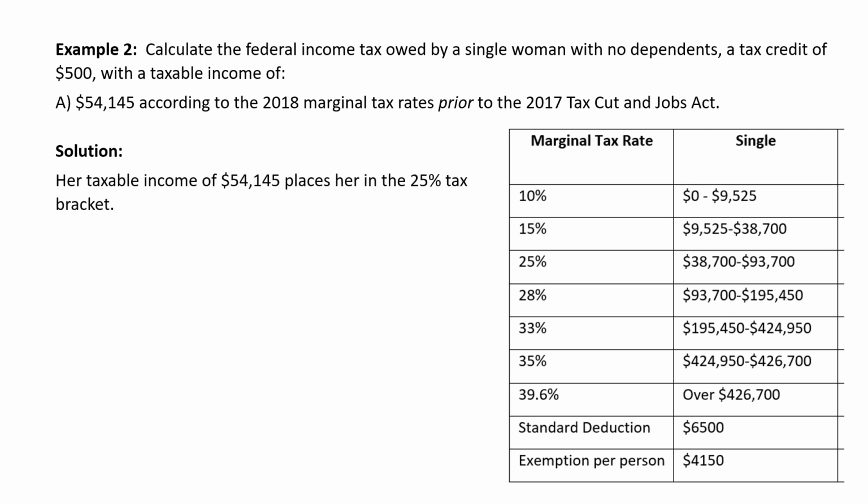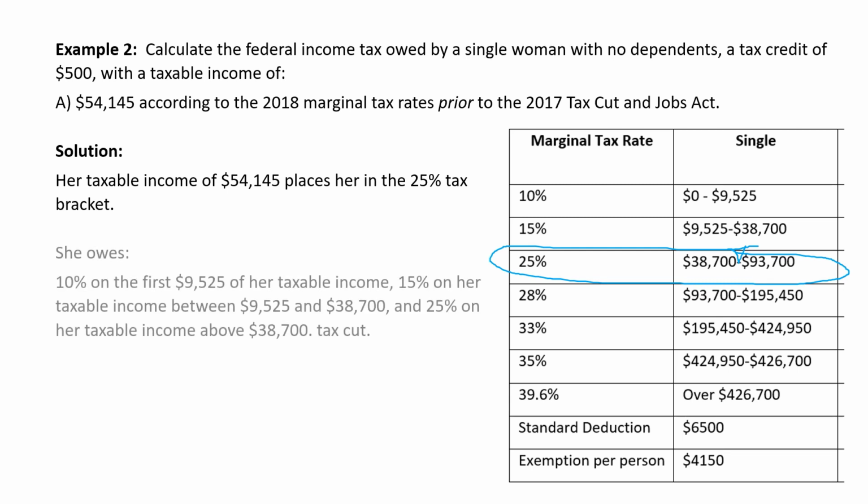Her taxable income of $54,145 places her in the 25% tax bracket. She owes 10% on the first $9,525 of her taxable income, 15% on her taxable income between $9,525 and $38,700, and 25% on her taxable income above $38,700.